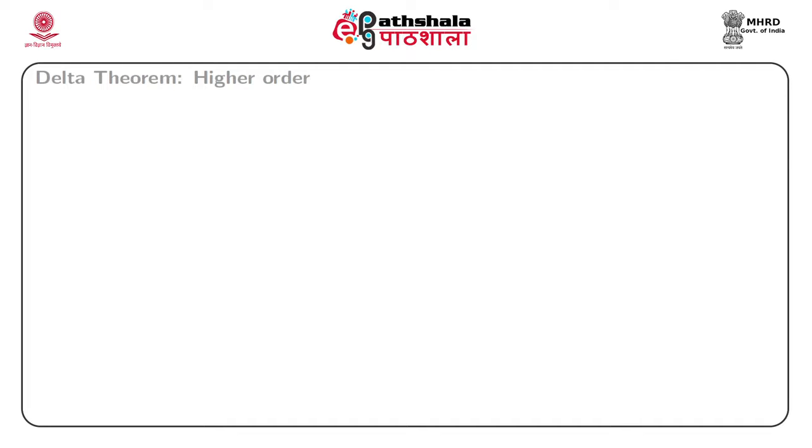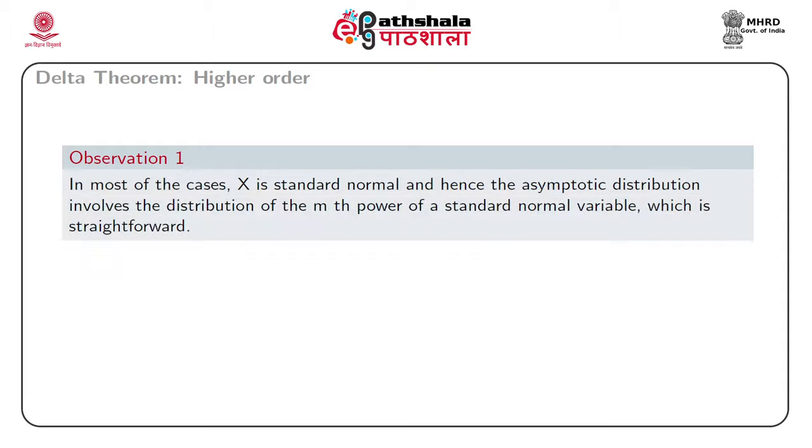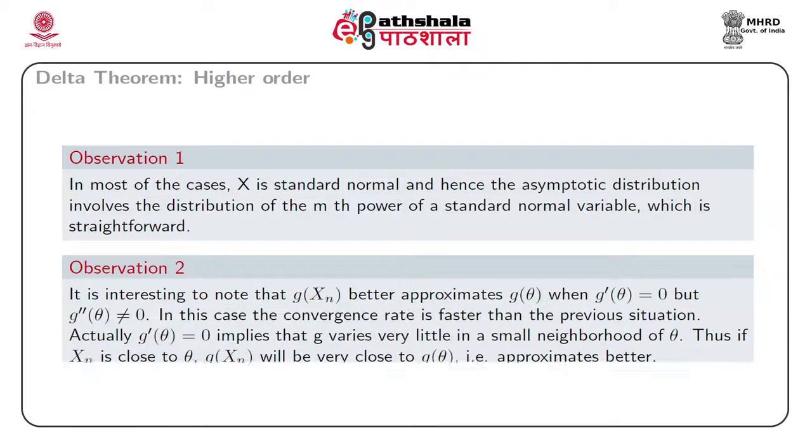So, we immediately have some observations from this delta theorem of higher order. In most of the cases, X is standard normal, and hence the asymptotic distribution involves the distribution of the mth power of a standard normal variable, which is straightforward. Next observation is that it is interesting to note that g(Xn) better approximates g(θ) when g'(θ) equal to 0, but g''(θ) not equal to 0. In this case, the convergence rate is faster than the previous situation.